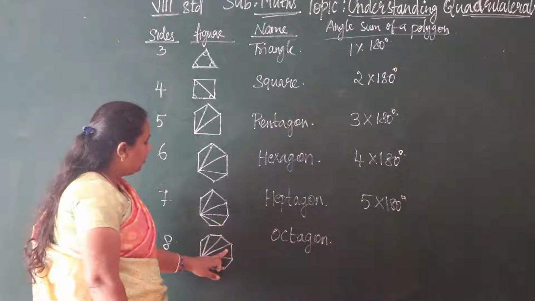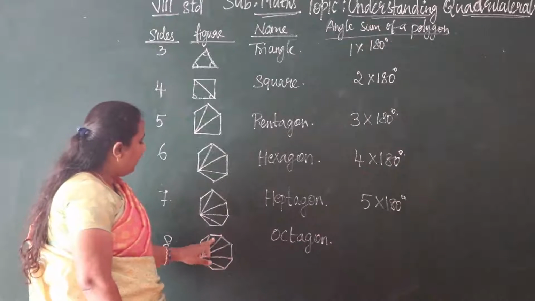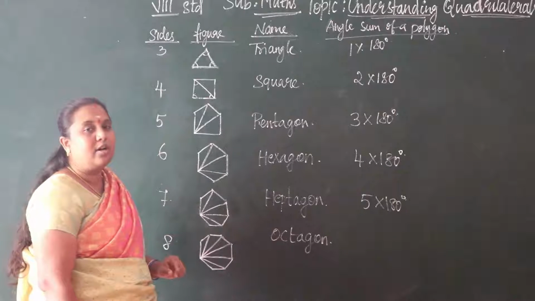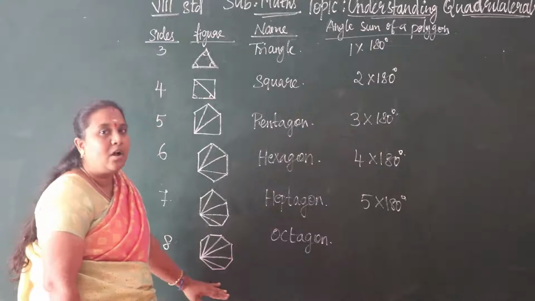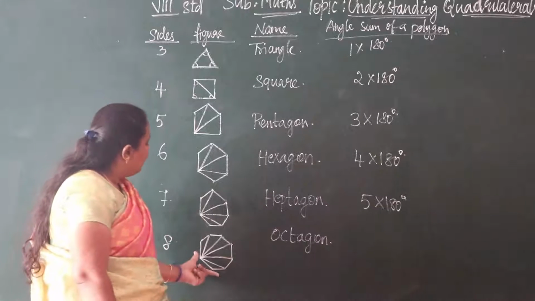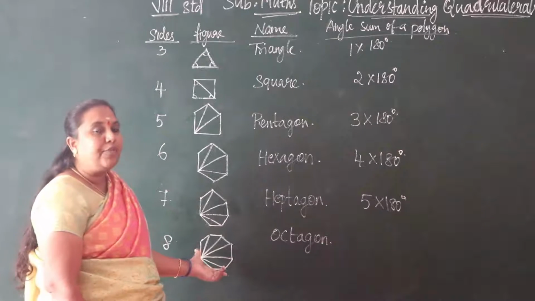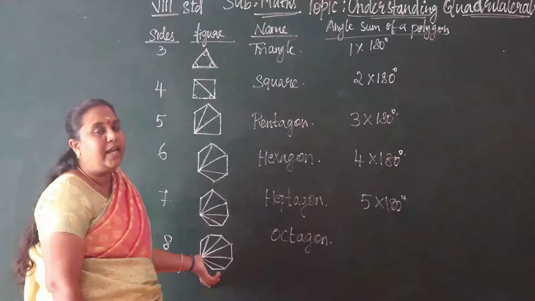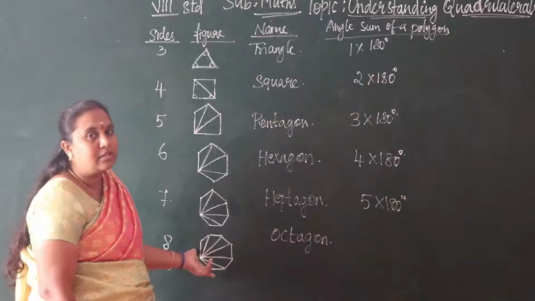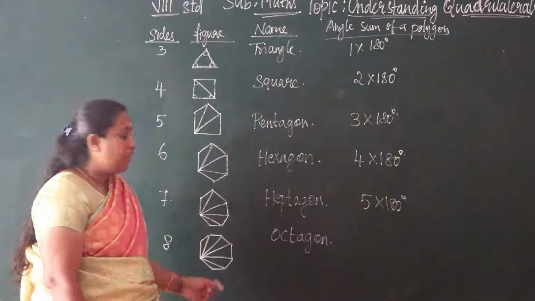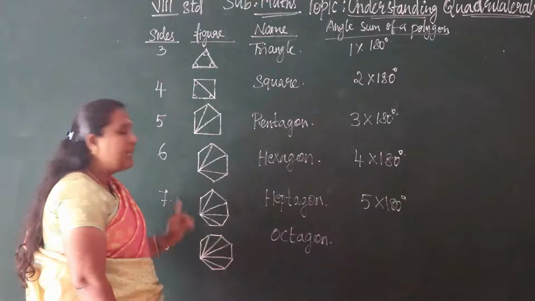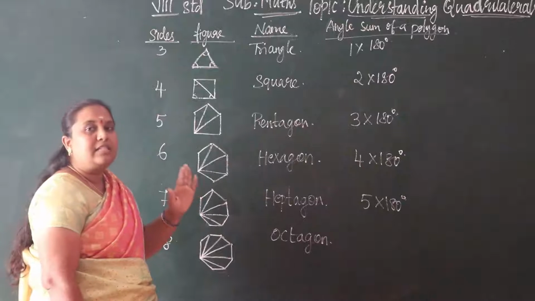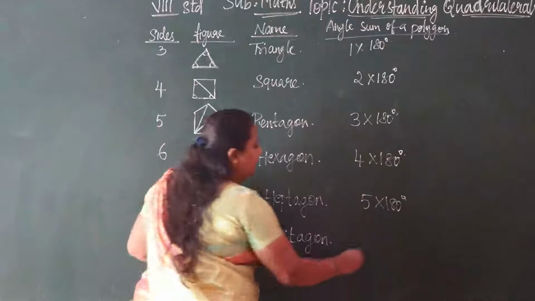1, 2, 3, 4, 5 and 6 triangles are there in an octagon. Okay, so in an octagon, how do we find the sum of the angles of an 8-sided polygon? That is the sum of the angles of an octagon. Here we have 6 triangles, so 6 into 180 degrees.